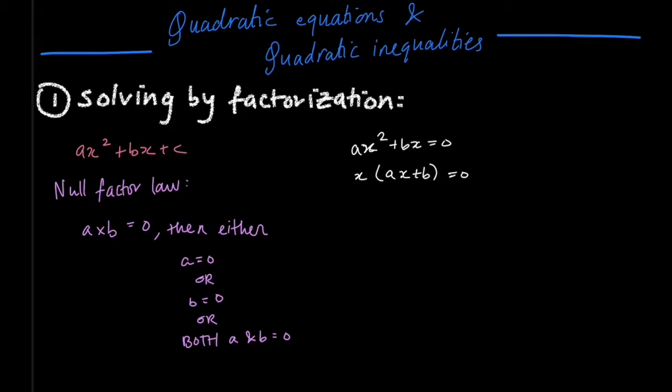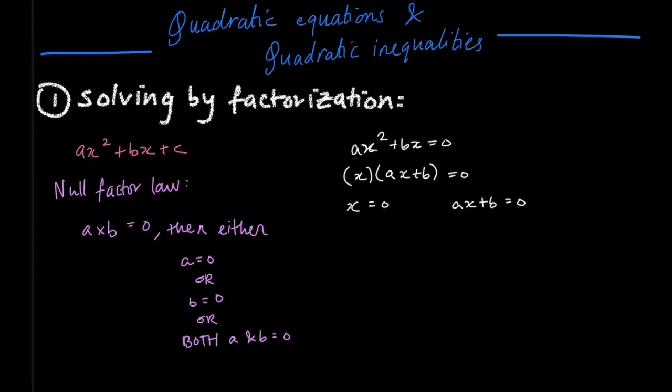And so applying the null factor law, we can say that x is equal to 0 or ax plus b is equal to 0. Basically, if we have it in factorized form and there are two different brackets, we can use the null factor law saying that either this is 0 or this is 0. And we're finding out which.